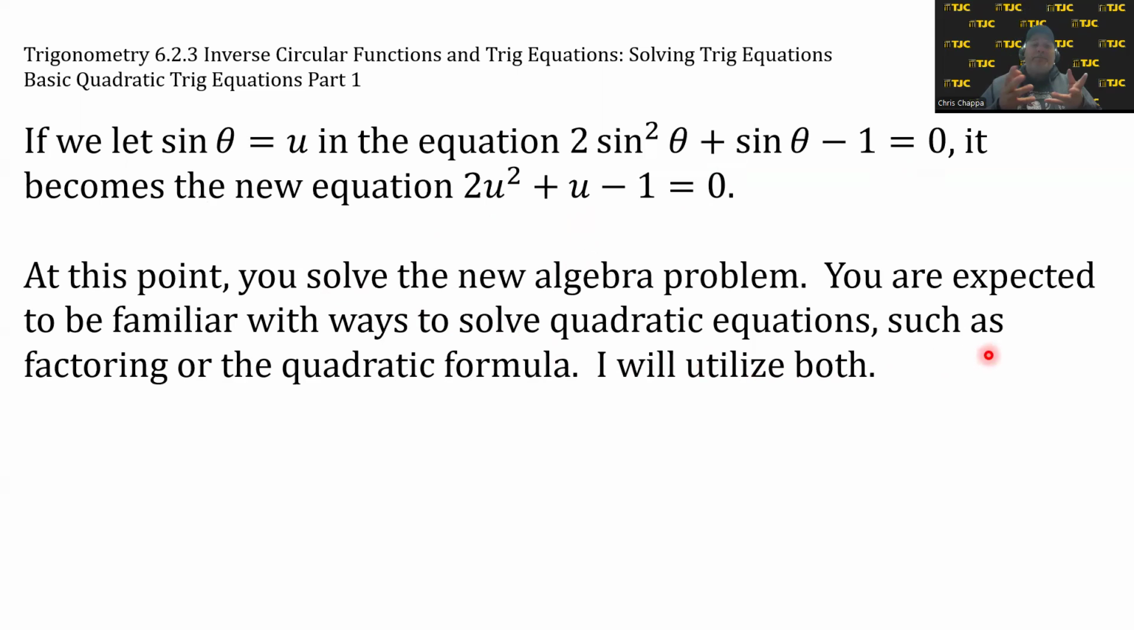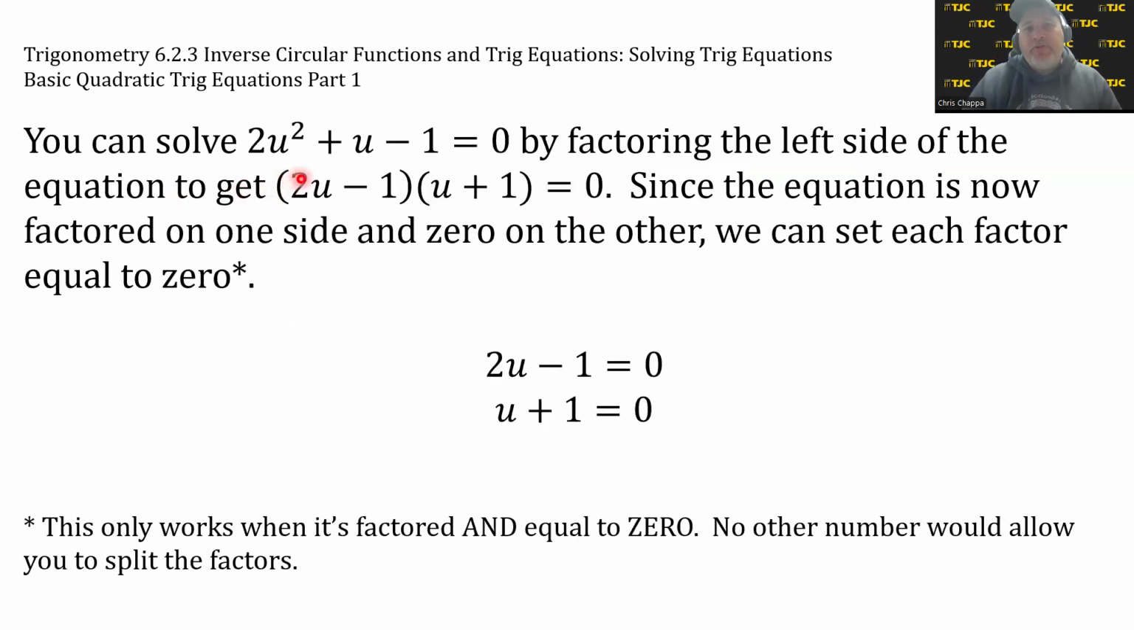Now, you are expected to be familiar with ways to solve quadratic equations, such as factoring or the quadratic formula. I will be utilizing both and a third technique in this video and the next one. You can solve 2u squared plus u minus 1 equals 0 by factoring the left side of the equation to get 2u minus 1 times u plus 1 equals 0.